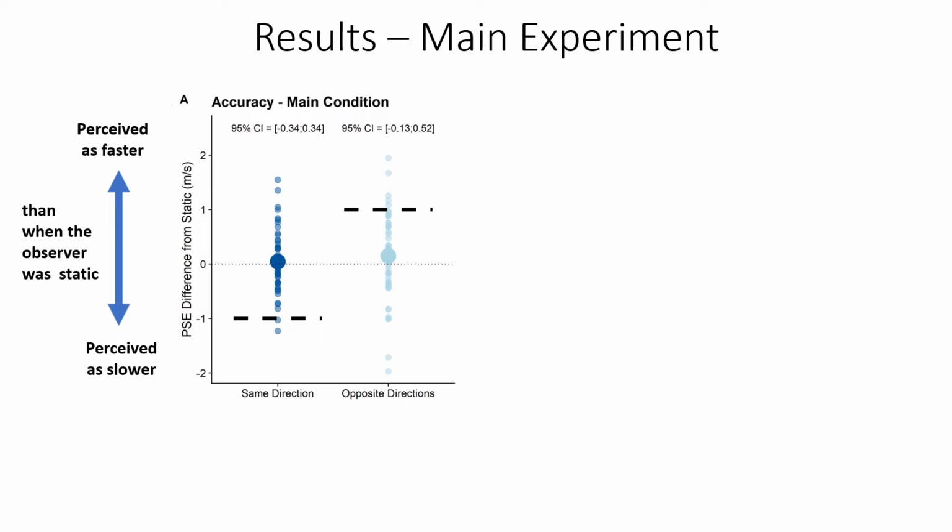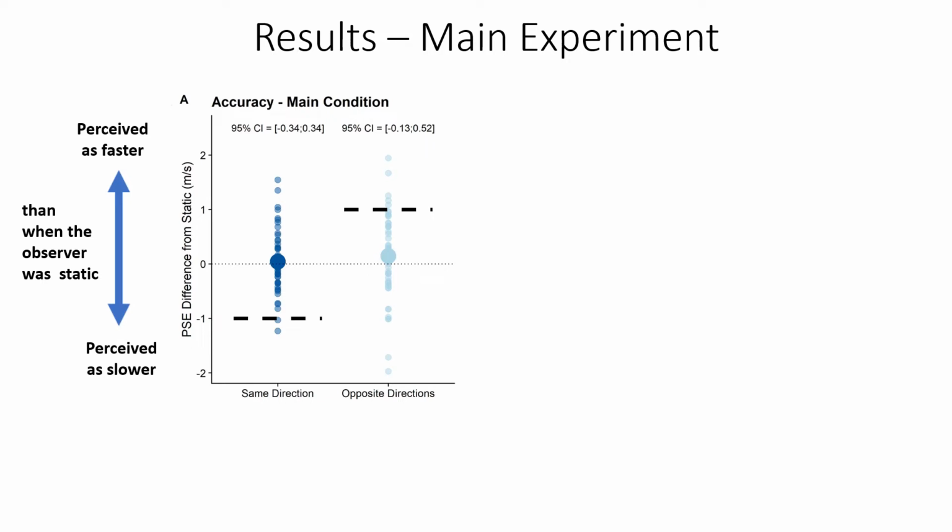As you can see, on average, which is represented as a large circle here, we have practically a full compensation when observer and target ball moved in the same direction, and a good but incomplete compensation when they were moving in opposite directions, at about 80%.